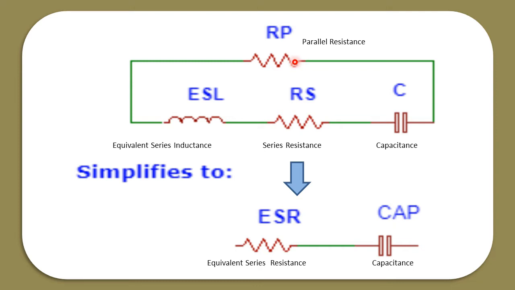RP is the parallel resistance, ESL is the equivalent series inductance, RS is the series resistance and C is the capacitance. The whole thing simplified to ESR, equivalent series resistance, and the capacitance.